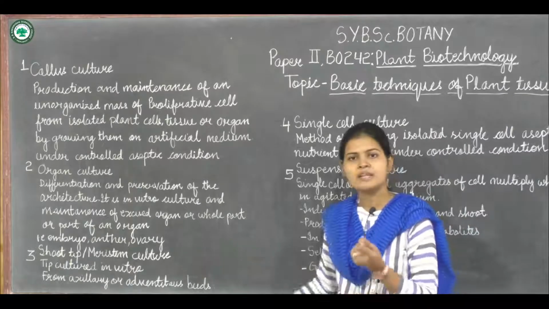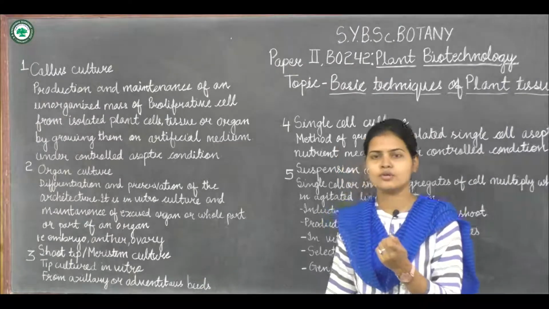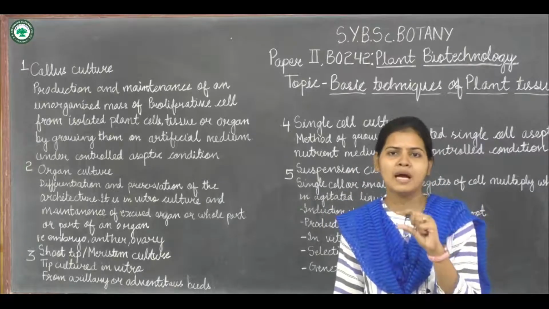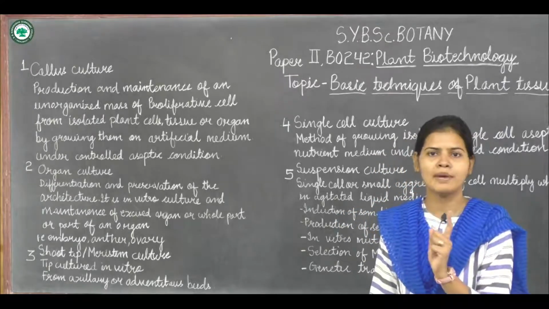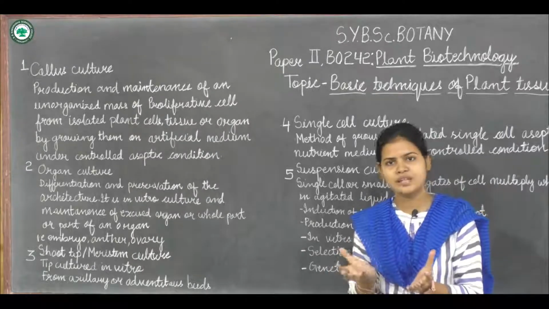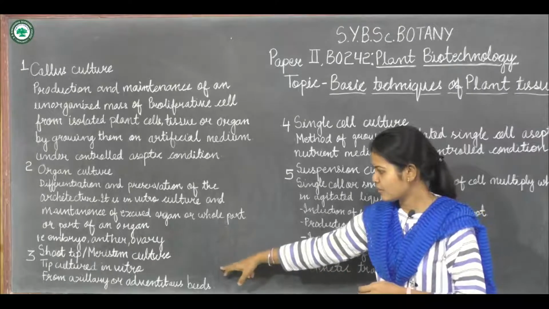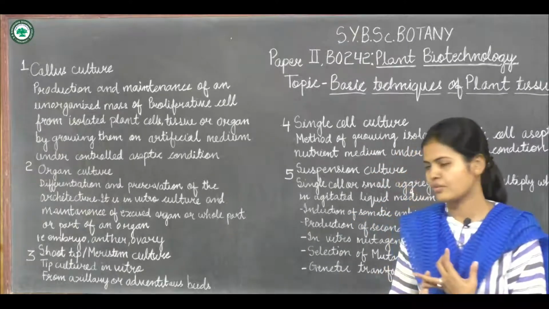So that part, or we can say the tip of a tip culture, is also called tip culture. The tip of the particular plant will be taken, that is, the area containing the SAM, shoot apical meristem, and it will be allowed to grow on a culture medium. We can also take the axillary bud or adventitious bud.